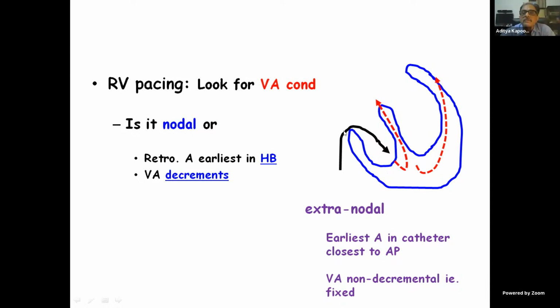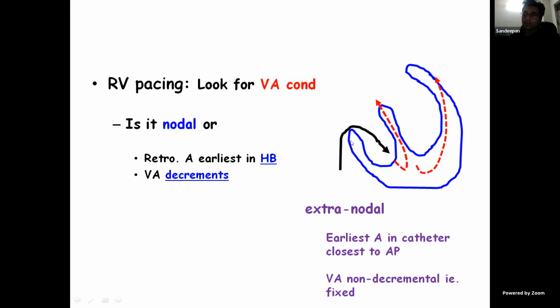So supposing, Sandeepan, it's a right free wall pathway. Where will be the earliest A? Sir, normally we put a catheter in the right atrium, right ventricle, and the CS. Yes, sir. So if it is nodal, it will be the His bundle; if it is left-sided, then CS; if it is right free wall, then RA.